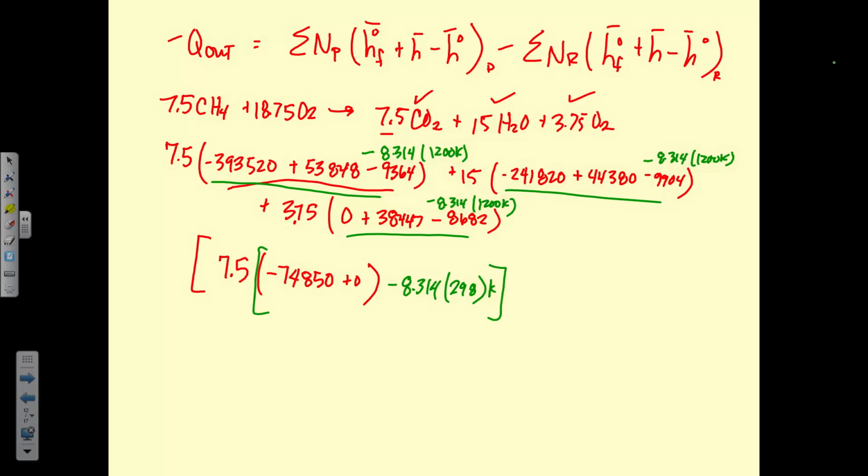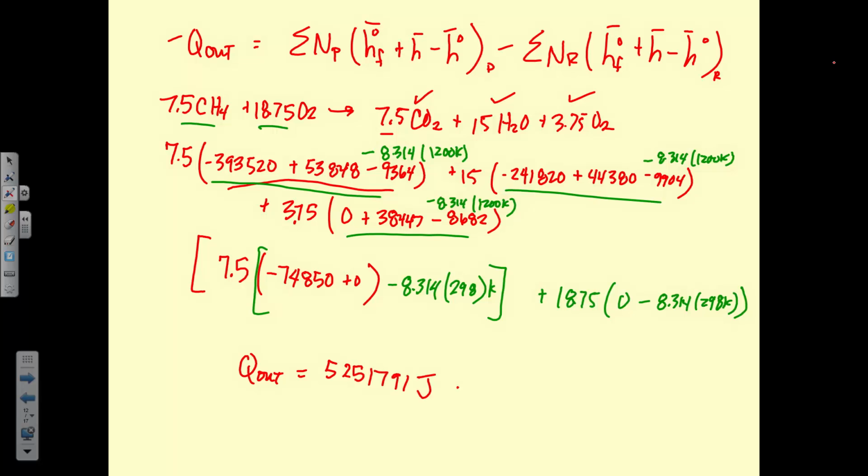Okay, so that's 7.5 for the CH4. We now do the 18.75 times O2, which is 0 for the enthalpy of formation. It's 0 for the enthalpy at 298 minus the enthalpy at 298, but we do have this negative 8.314 times 298 K. So we do all the math on that. We find that Q out is equal to 5,251,791 joules, or 5252 kilojoules.